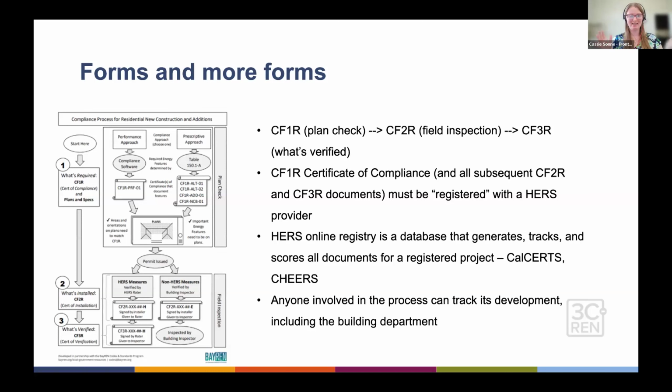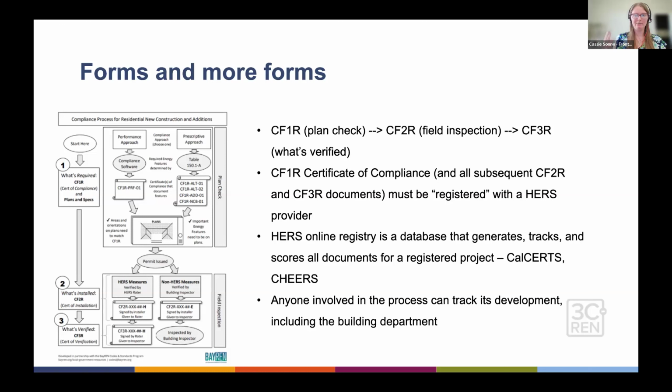before a registered CF1R may be printed. And that's step 1 in the process and should be completed in a timely manner to avoid delays for the rest of the whole process. Once the CF1R has been approved and signed off by all responsible parties, it's ready to be printed and submitted to the building department.